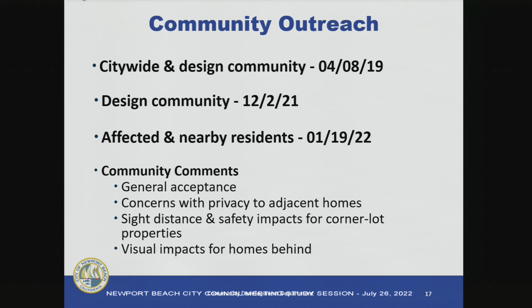And then lastly, and still important, visual impacts for the homes that are located behind the VE zone, since our amendments would only apply to the VE zone properties and not the homes located behind them.